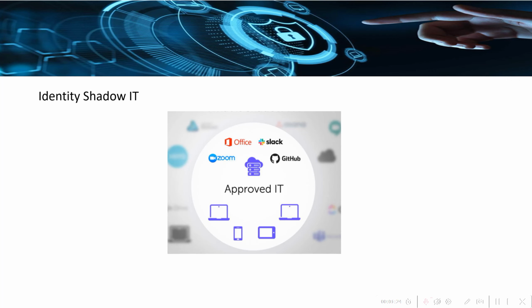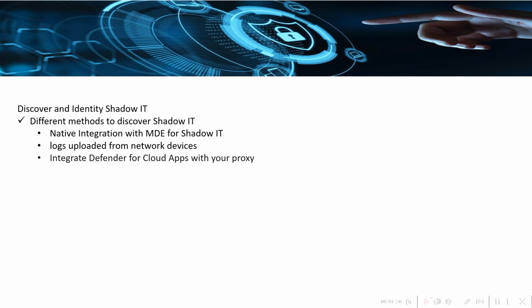So in a nutshell, Shadow IT is one of the use cases of Caspi, which helps you to know and identify which apps are being used by your employees and what are the risk factors, or whether those applications are risky or safe to use in your enterprise. So the very first thing, we'll see how to discover and identify Shadow IT. There are different methods to do cloud discovery.